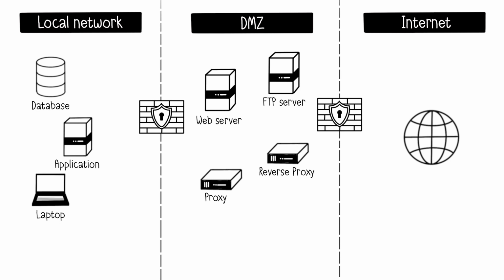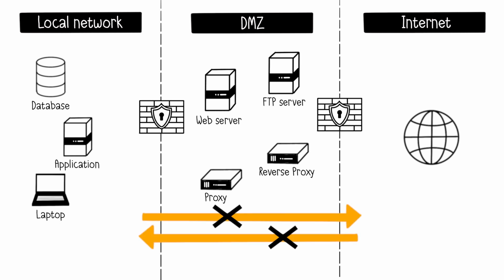The DMZ precisely hosts machines from the internal network that need to be accessible from the outside. This is particularly the case when providing a service to users on the Internet, such as web servers, mail servers, proxies, reverse proxies, public FTP servers, DNS, VoIP, etc. The DMZ acts as a buffer zone between the network to be protected and a hostile network.